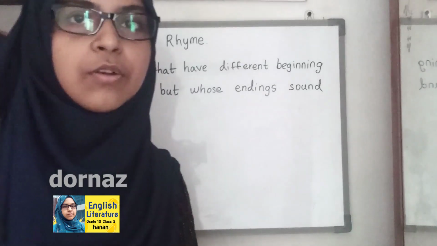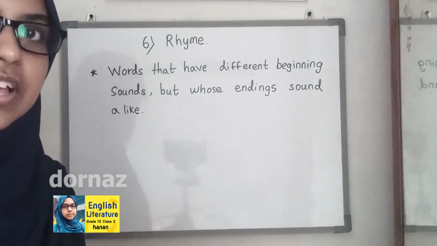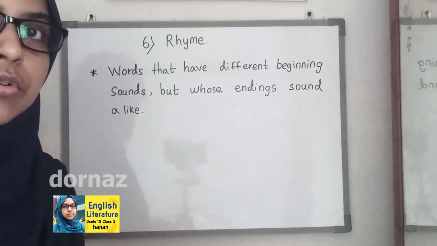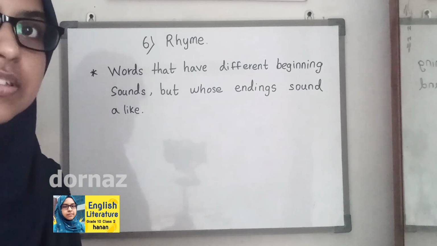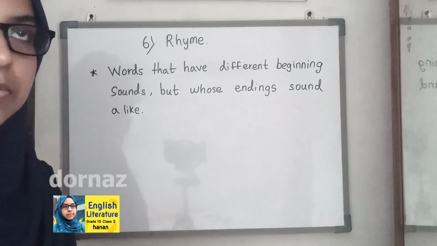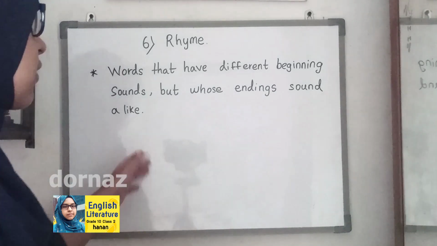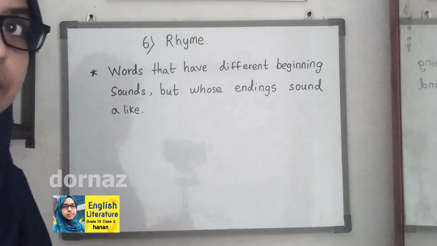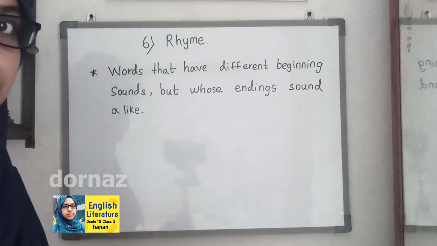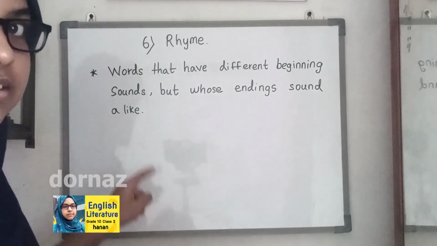In some poems, we have noticed that in several lines, the ending part of the line will be the same. We could hear that the ending part of the words in a line will sound the same. That's why this definition is trying to say words that have different beginnings. The beginning words can be different, but the ending part of the lines should be the same. But whose ending sound alike. Sound alike means the sound will be the same.